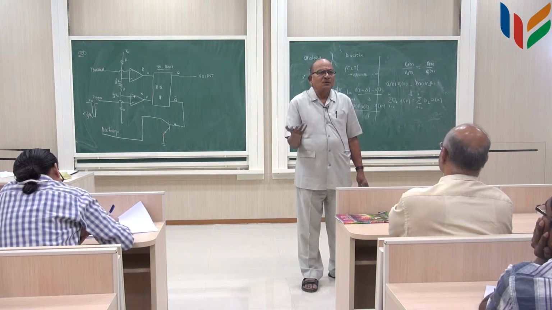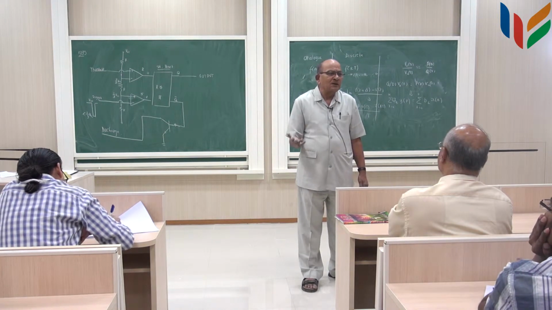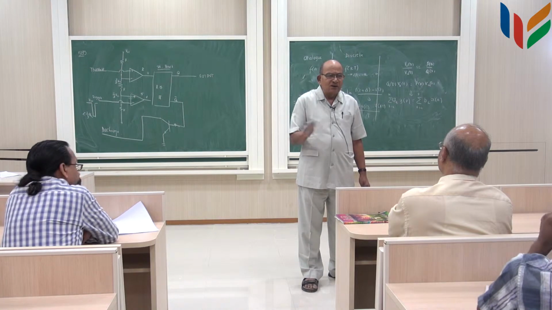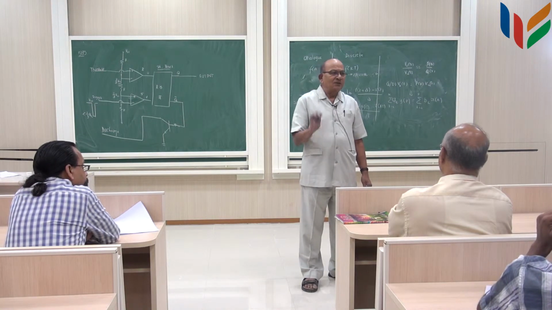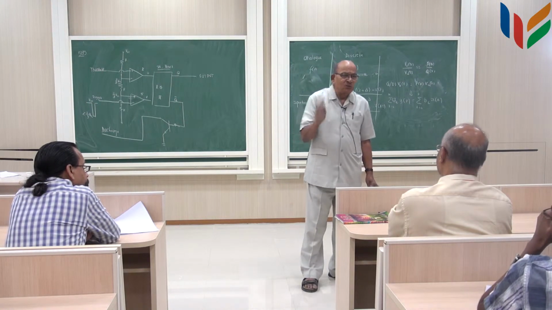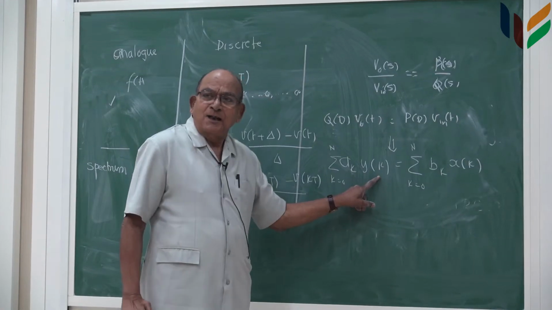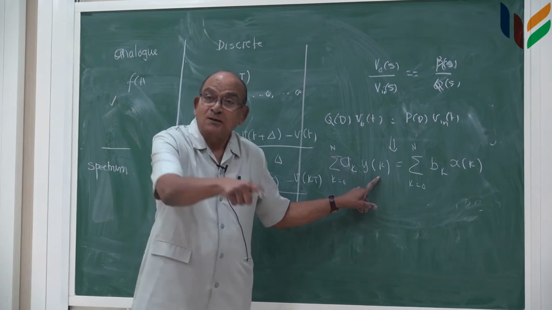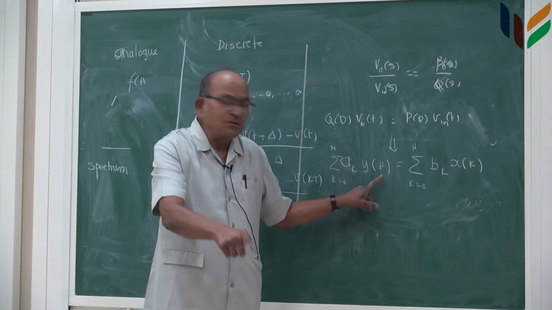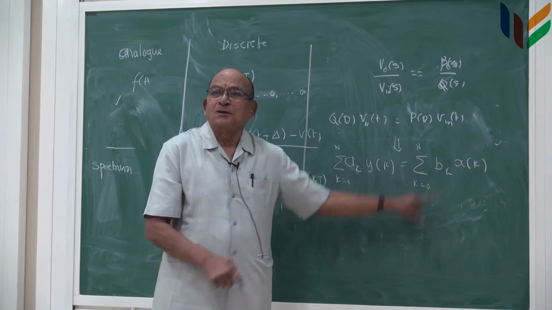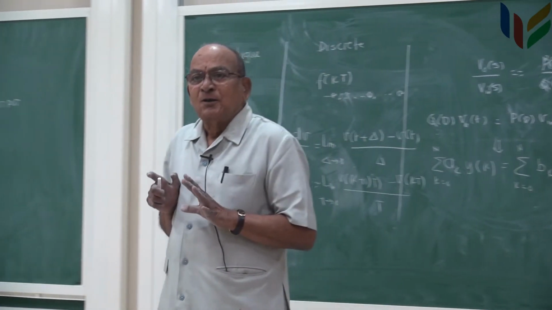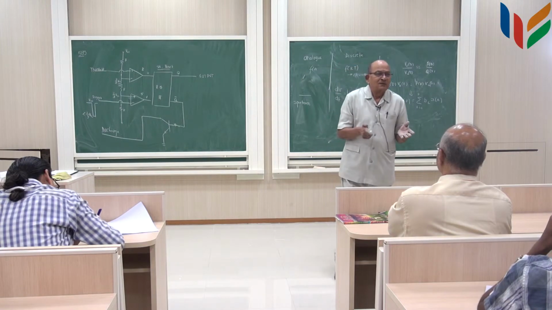So, what does it mean now in terms of mathematical operations? I do not need any derivatives, I only need adders. The only thing I need is, I must at any instant of k have the sample values of the past output as well as sample values of the past input. They must be available.